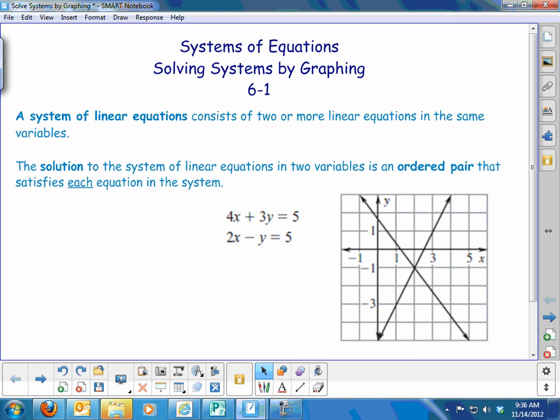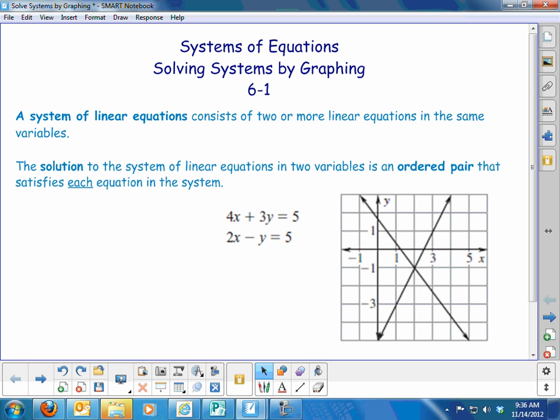Okay, so today we're going to talk about solving a system of equations by graphing. So remember that a system of linear equations consists of two or more linear equations in the same variables. So here we have 4x plus 3y equals 5 and 2x minus y equals 5. So this is important. The solution of a system of linear equations in two variables is an ordered pair that satisfies each equation in the system.